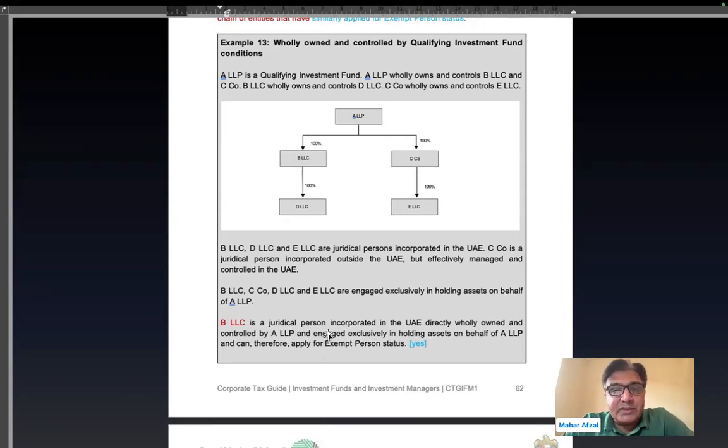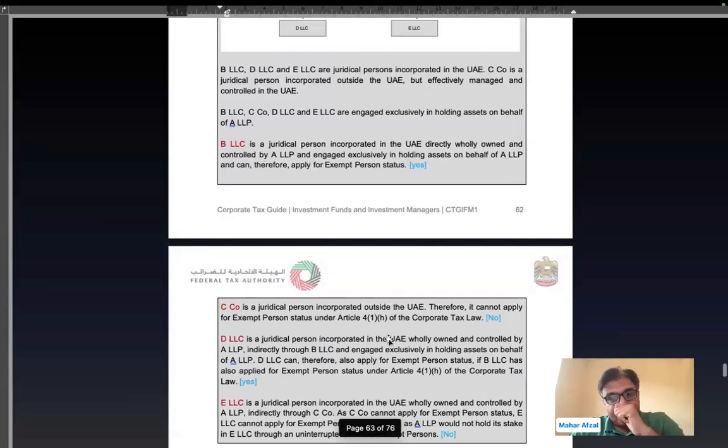This is, I think, the provision of Article 4 1H, where they said any entities which are exclusively set up, 100% owned by the qualifying investment fund, exclusively to support them in their day-to-day qualifying activity, will be exempt as well. So this entity has been set up. ALLP is a qualifying investment fund, B, D, C, E. The important condition is that these entities must be incorporated in the UAE. So if the entities are not incorporated in the UAE, they will not be considered exempt for corporate tax. If they are incorporated in the UAE and satisfy all the conditions under Article 4 1H, then it will be considered. So B is in the UAE, satisfying all conditions, 100% owned by ALLP, so it will be an exempt person.